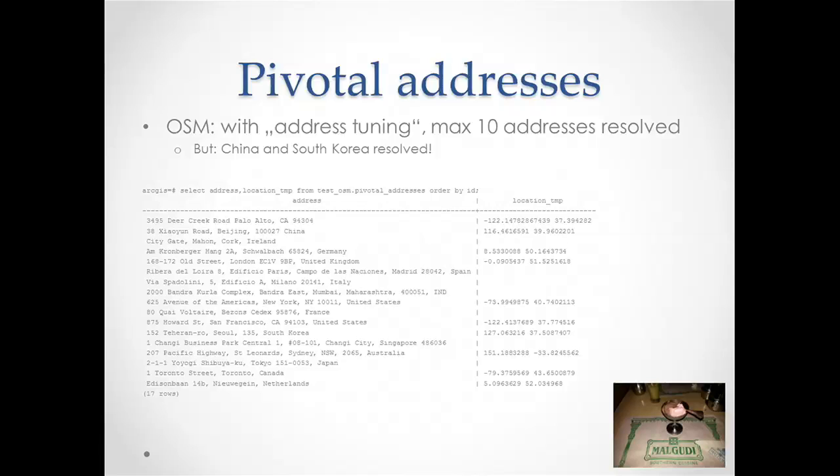And the best I could get was 10 addresses out of 17. The other 7, no way. What I tried, I could not resolve 7 addresses in OpenStreetMap. But I got China and I got Korea. Not bad.